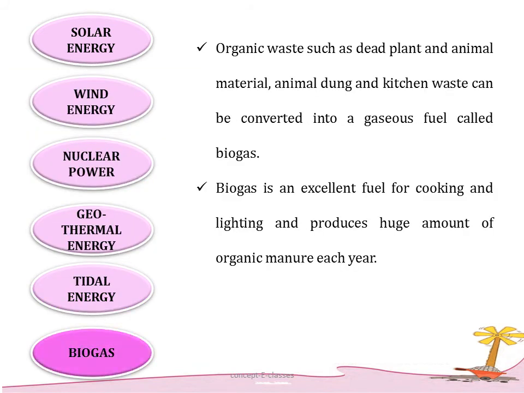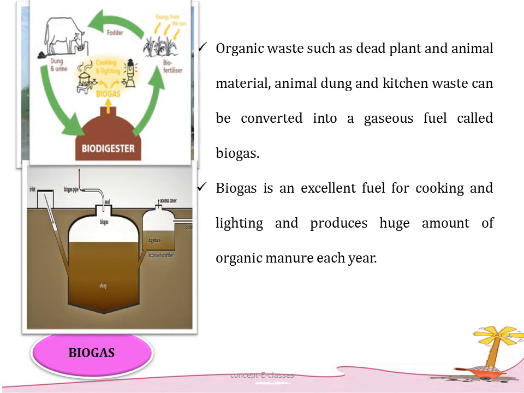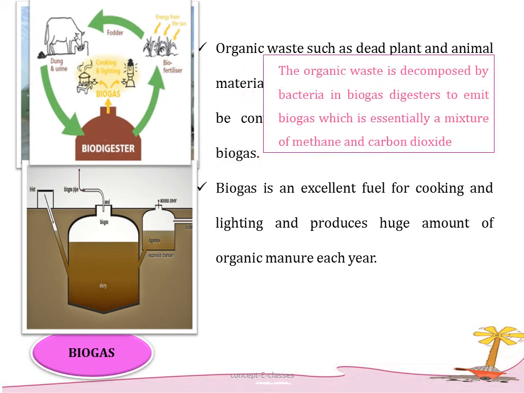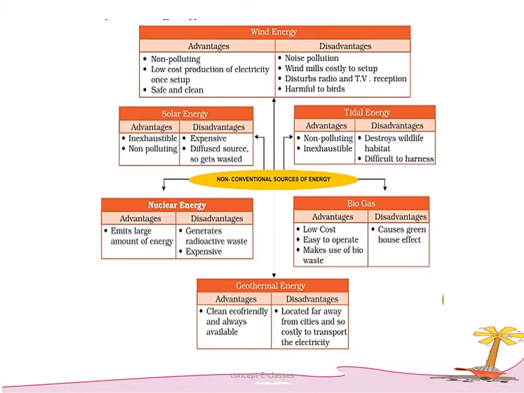The last non-conventional source of energy is biogas. The organic waste such as dead plant and animal material, animal dung and kitchen waste can be converted into a gaseous fuel called biogas. This organic waste is decomposed by the bacteria in the biogas digesters to emit biogas, which is essentially a mixture of methane and carbon dioxide. Now, biogas is an excellent fuel for cooking and lighting and produces a huge amount of organic manure each year.